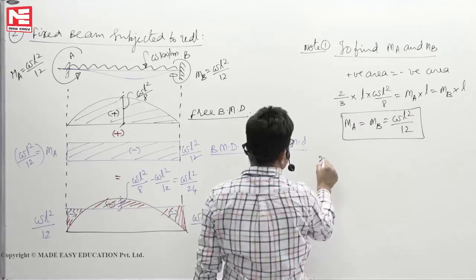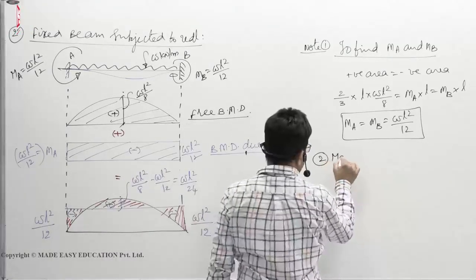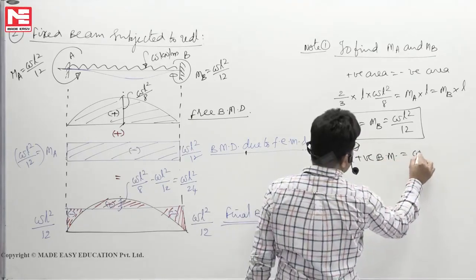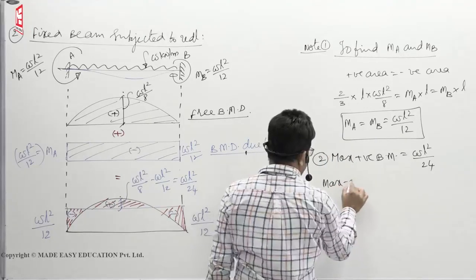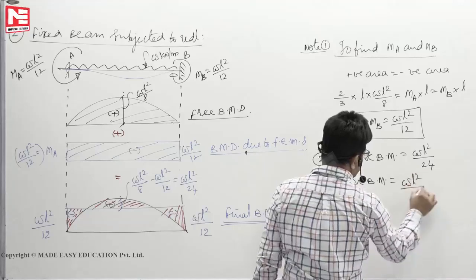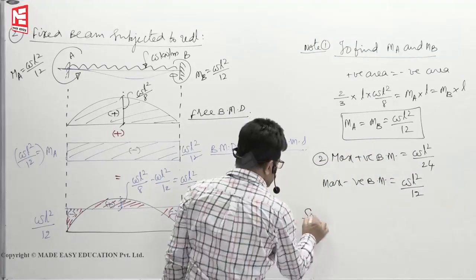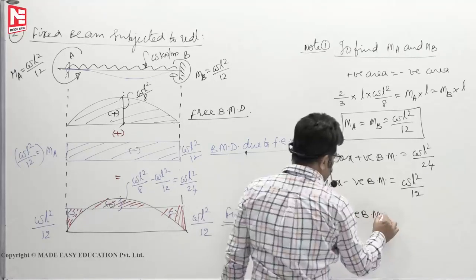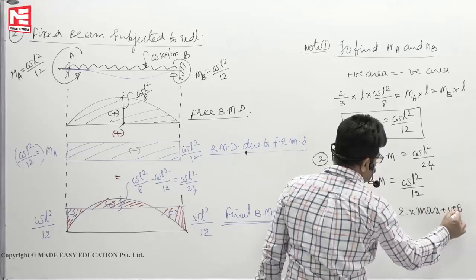That is the first observation. What is the second observation? Maximum positive bending moment is WL square by 24. Then maximum negative bending moment, which develops at the supports, is WL square by 12. What we can say about the magnitudes? So, maximum negative bending moment is 2 times maximum positive bending moment.